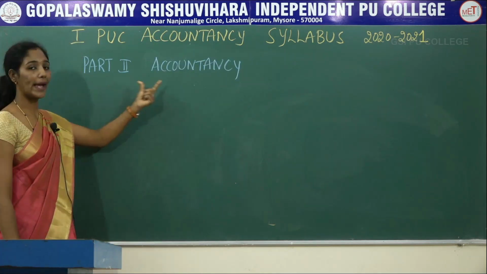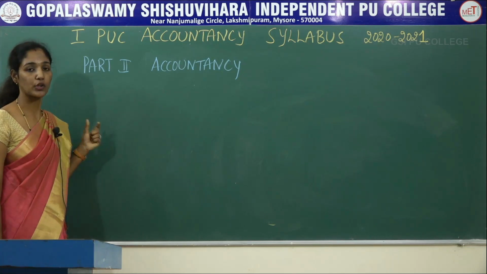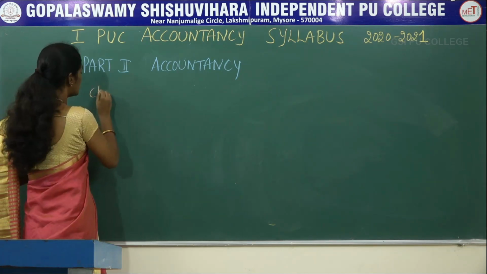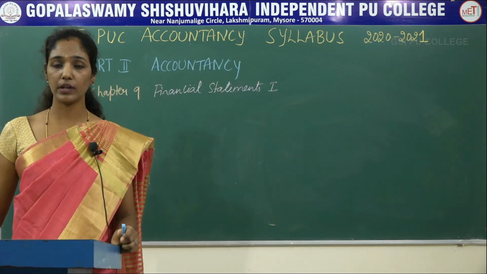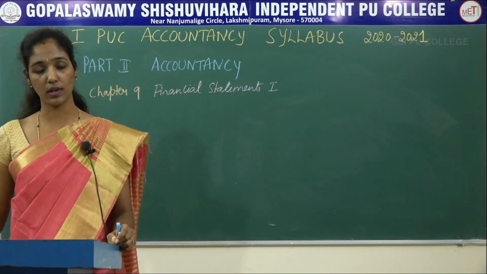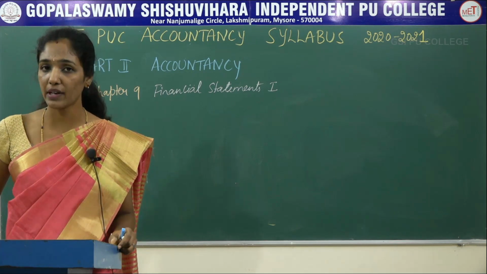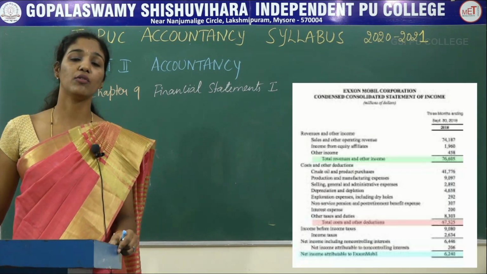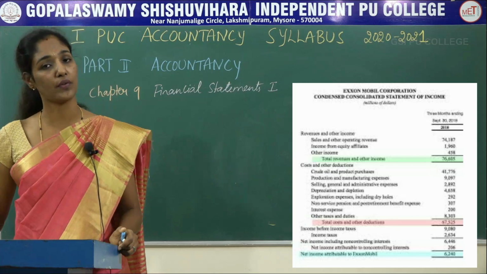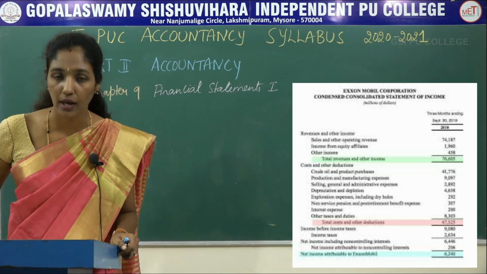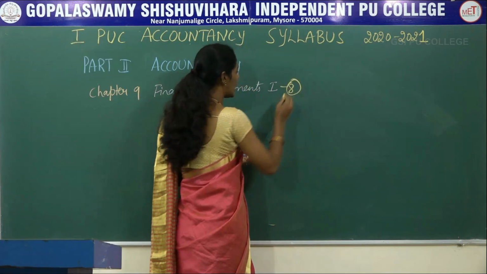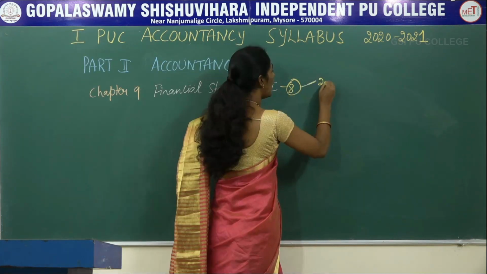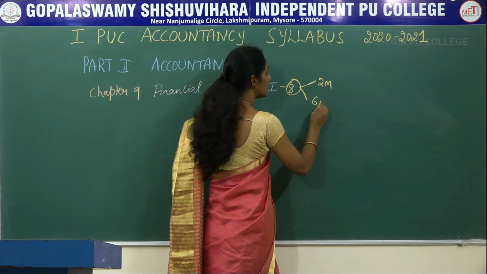So part 2, accountancy, covers a total of 5 chapters, starting with chapter 9, financial statements 1. In this chapter we will discuss the nature of financial statements, differences between capital items and revenue items, and the format of trading account, profit and loss account and balance sheet. For this chapter a total of 8 marks is allotted, and out of 8 marks you can expect 2 mark 1 question and 6 mark 1 question.